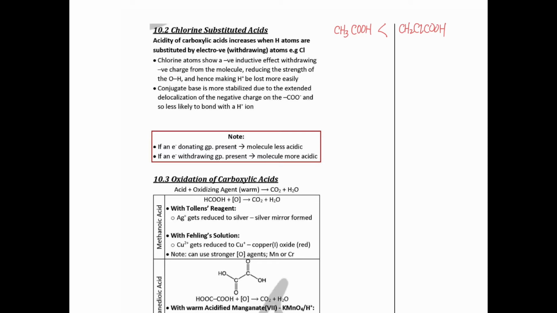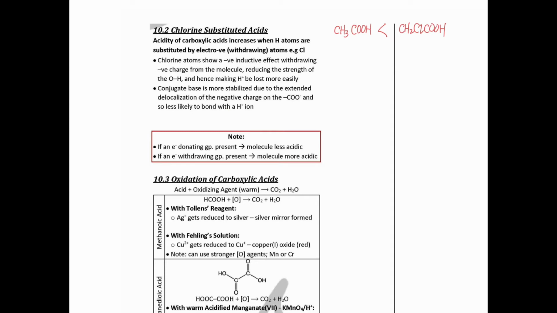Okay, so it's written here actually. Chlorine atom shows a negative inductive effect, withdrawing negative charge from the molecule, reducing the strength of the OH, and hence making H plus be lost more easily. Conjugate base is more stabilized due to the extended delocalization of the negative charge on the COO minus, and so less likely to bond with a H plus ion.